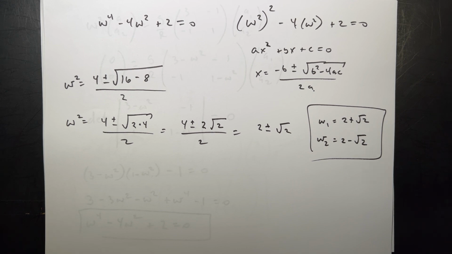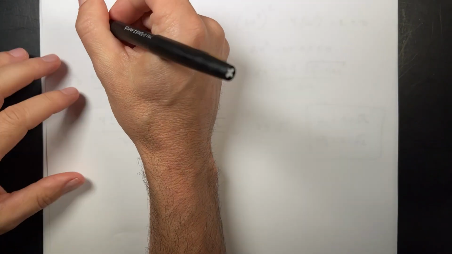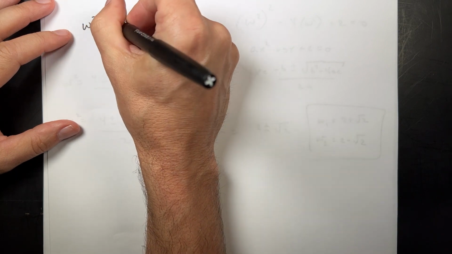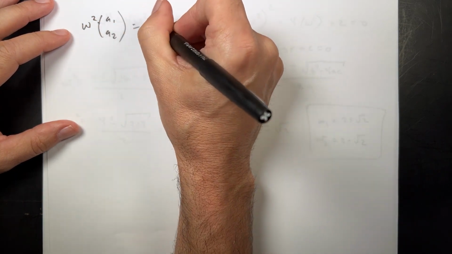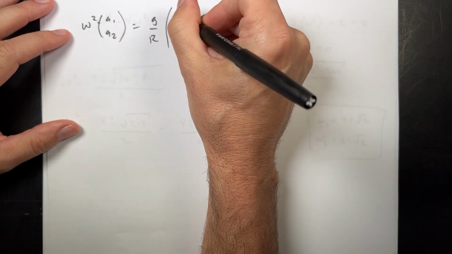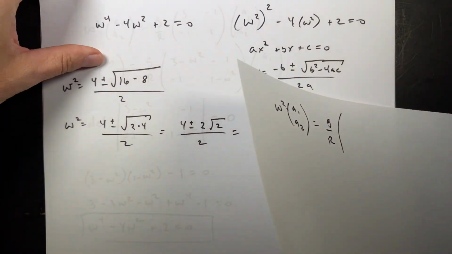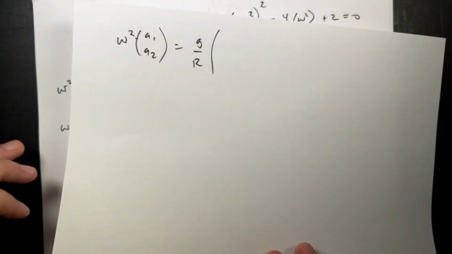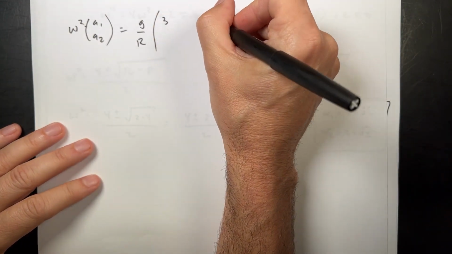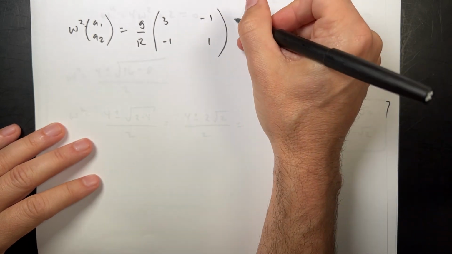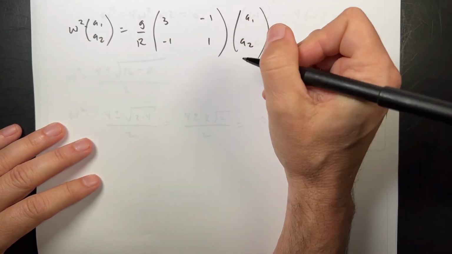But what I want to do is to find the values of A1 and A2 that will make this normal mode. Those are my initial conditions. So how do I find A1 and A2? Well, I got to go back to the original equation. So let's go back to this. Remember, we have this. Omega squared times A1, A2 equals G over R times the matrix. What was my matrix? It was 3, -1, -1, 1 times A1, A2.